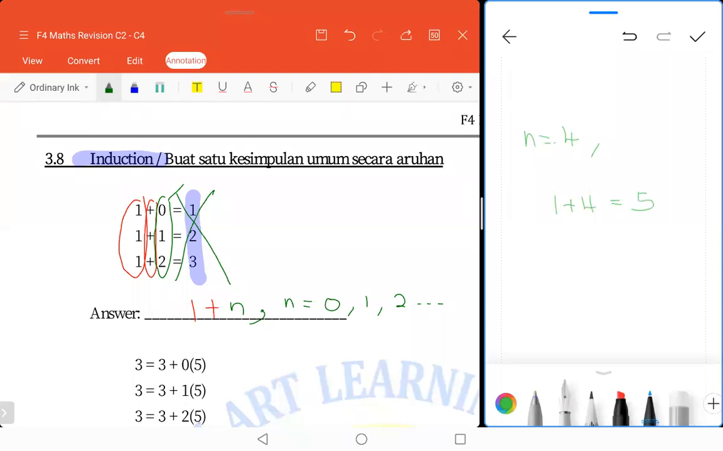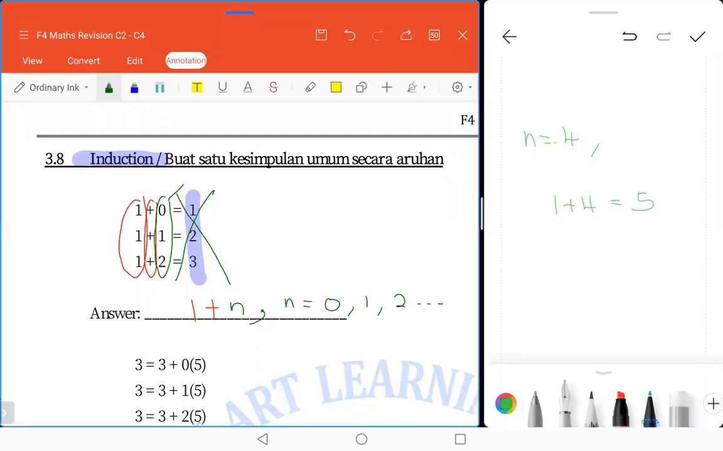Okay, you can substitute back the formula to find the other answer. That's the meaning. Create formula. For induction means create formula. Let's try one more example here.